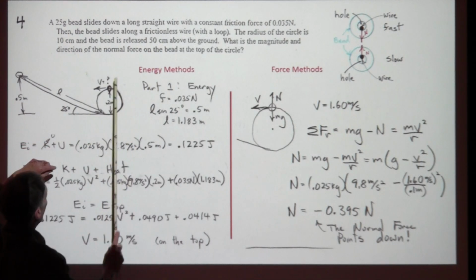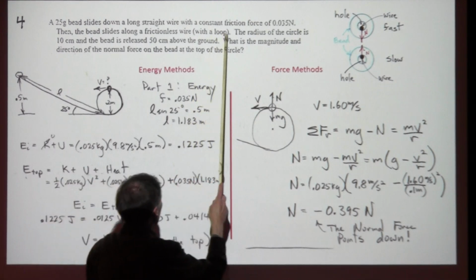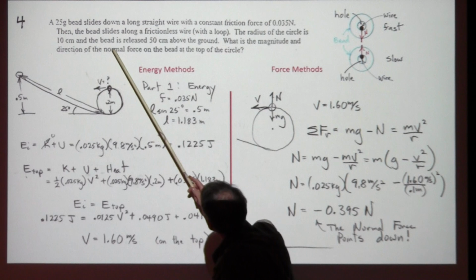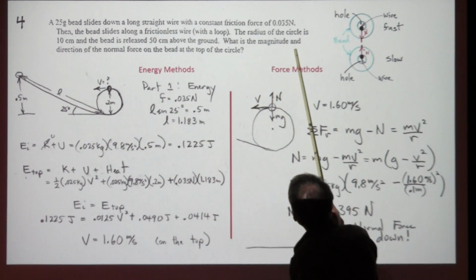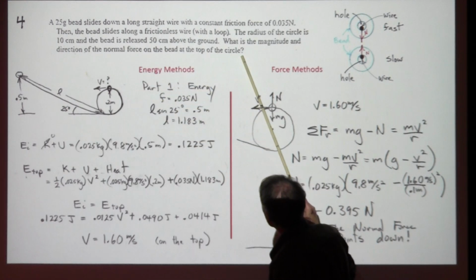Then the bead slides along a frictionless wire. So this part of the loop is frictionless, which is good, or it really would get messy. The radius of the circle is 10 centimeters, and the bead is released 50 centimeters up from above the ground. What is the magnitude and direction of the normal force on the bead at the top of the circle?